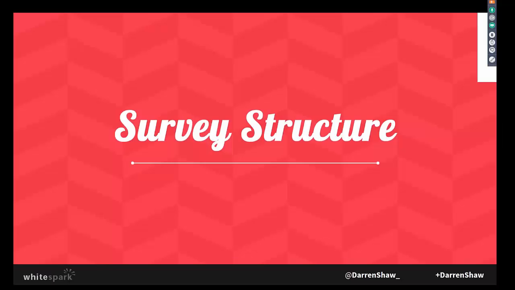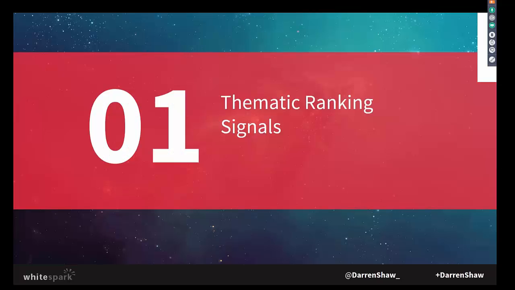The survey is structured into 5 key areas. The first one is the thematic ranking signals. This is where I just ask them in general about citations, reviews, links, website signals: how would you score those and how would you rank them in terms of strength towards the overall rankings? So that's the thematic ranking signals.